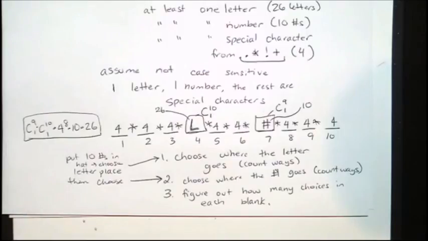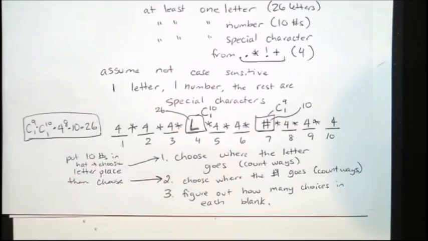So I separated the problem into phases. What I was going to do first, what I was going to do second, then what was left. The first thing I did was choose where the letter went. That's an easy thing to do because I'm only looking at one thing at a time. I have 10 places, and I'm going to choose exactly where exactly one letter goes. I'm not figuring out what the letter is yet. The next thing I did, I had 9 places left. I'm going to choose where the number goes. Easy problem. 9 places, choose one of them.